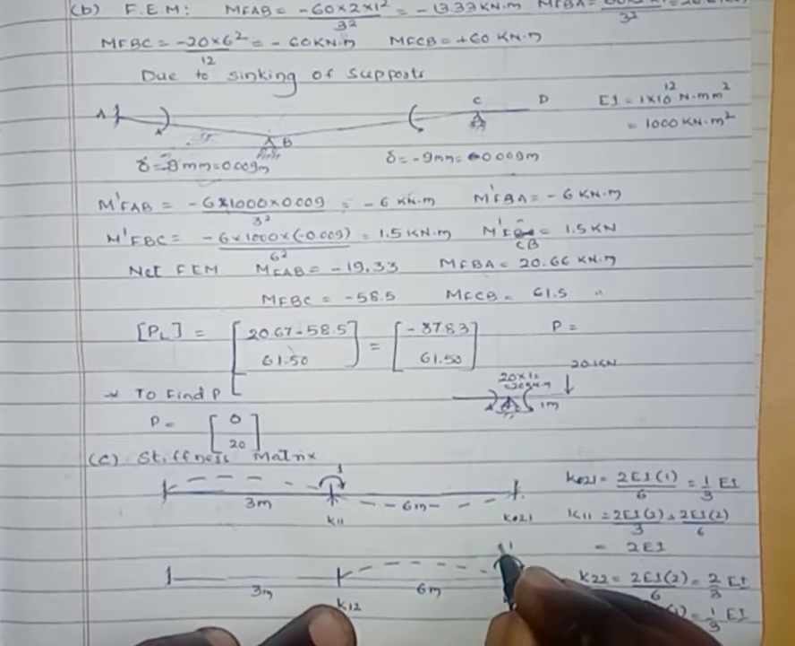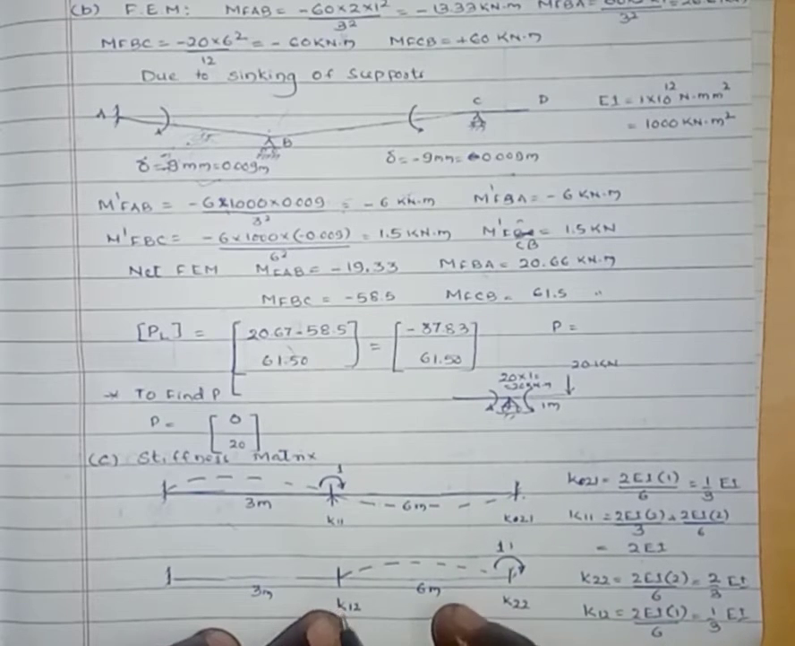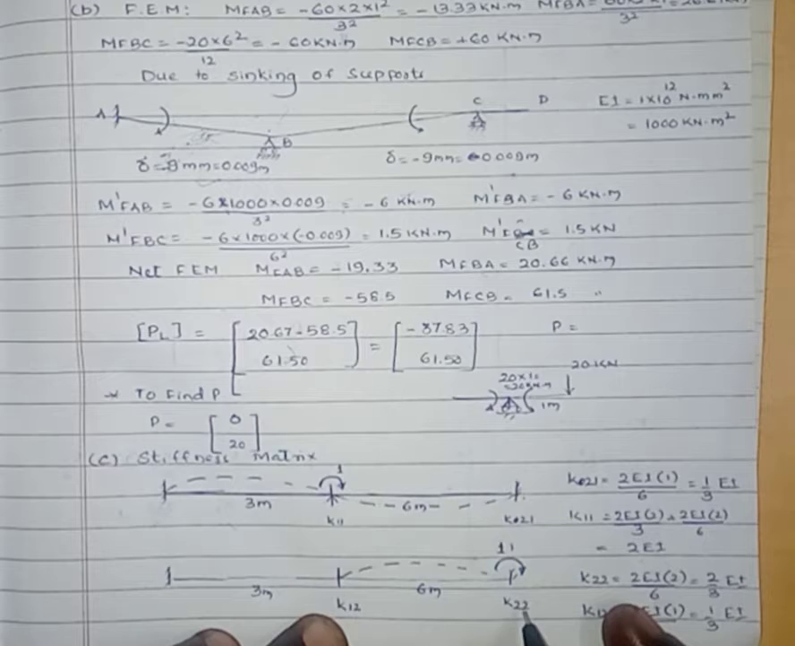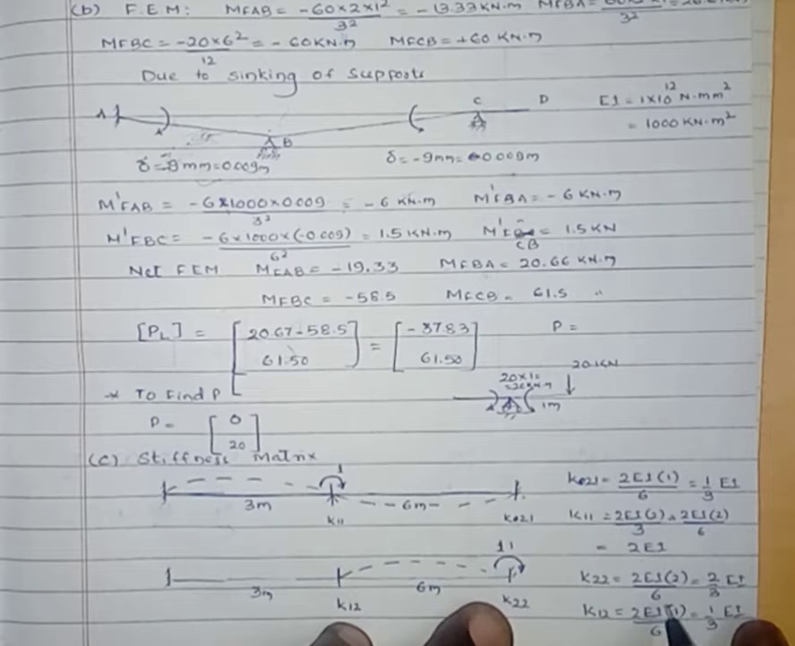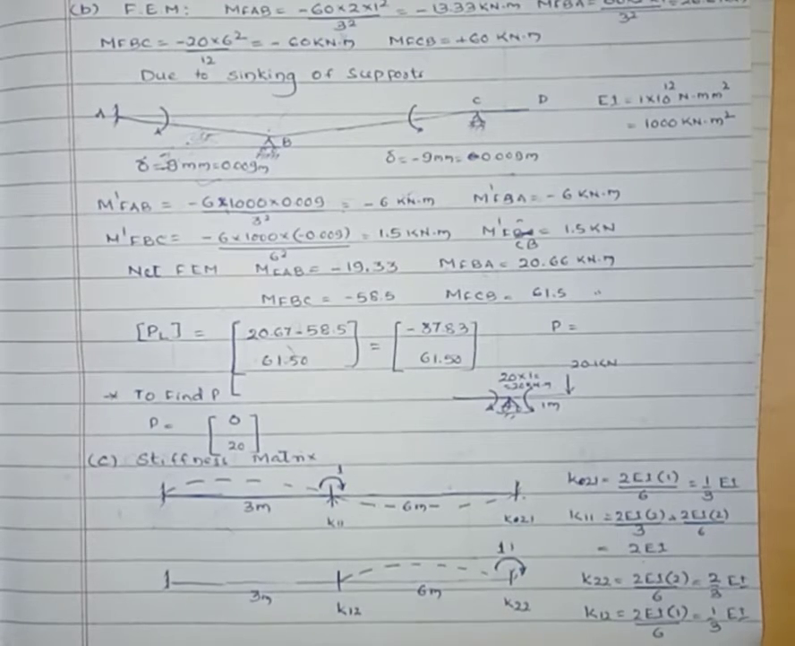Due to the unit rotation here at 2, it will undergo deformation. This is the stiffness value at 2 due to the unit rotation applied at 2 in clockwise direction. Then K22 equals, that is, this is the near end, so by using the slope deflection equation for the near end, it is 4EI by L. L is 6, that is 4 by 6, that is 2/3 of EI.